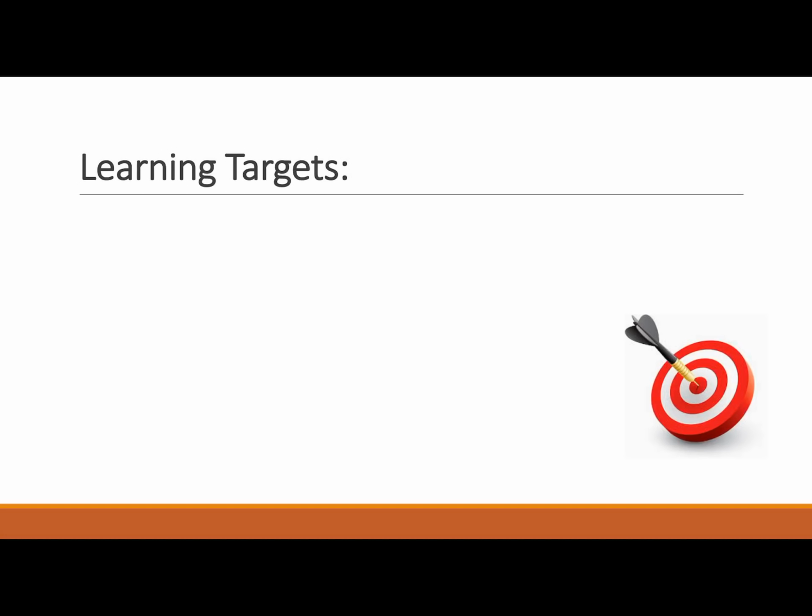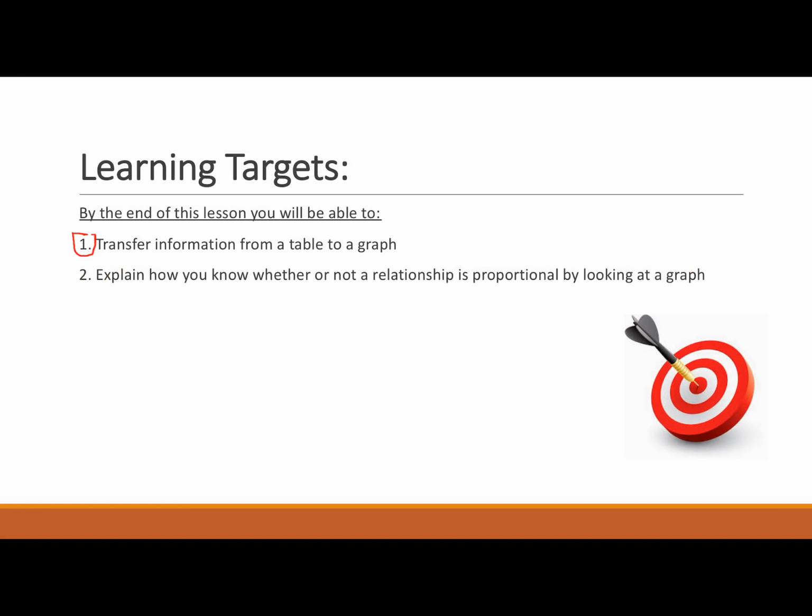Let's go ahead and go over our learning targets for today. We do have 3 of them, so please read along as I read them out loud. By the end of today's lesson, you will be able to do the following. Number 1, transfer information from a table to a graph. Number 2, explain how you know whether or not a relationship is proportional by looking at a graph. And last but not least, you will be able to interpret points on the graph.